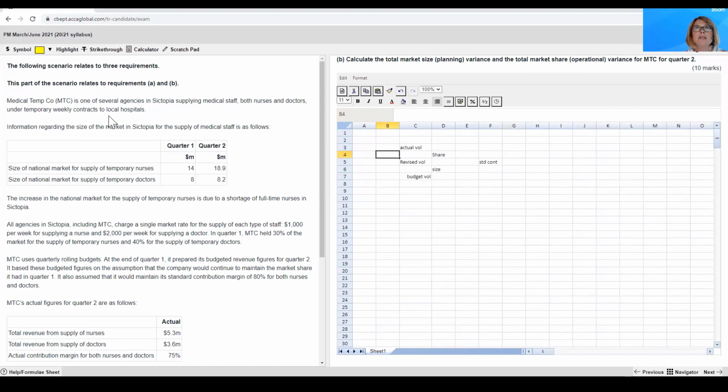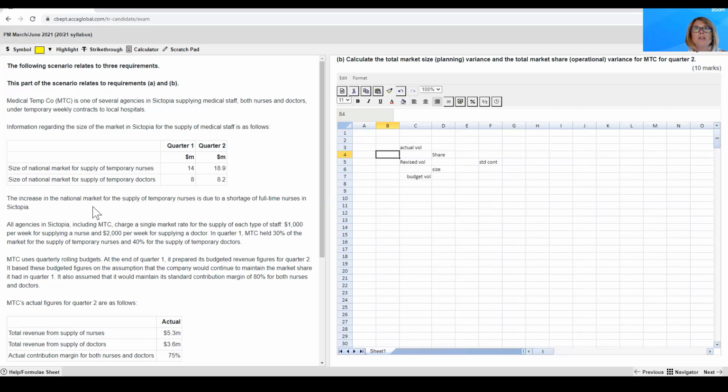It says MTC is one of several agents in Citopia, supplying medical staff, both nurses and doctors. Now, information with regards to the market size in Q1. So the nurses' market size was 14 million. So that's a revenue figure, not a volume figure. And the size of the national market for doctors was 8. But in Q2, you can see the market size has jumped significantly for nurses and a small amount for doctors. So that's like a 30% jump, and that's like a 2% jump.